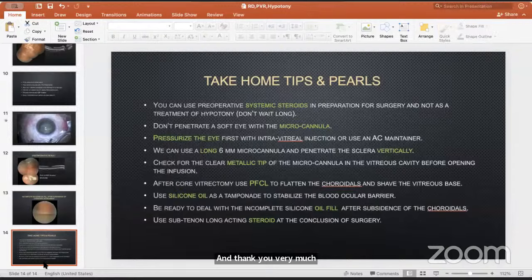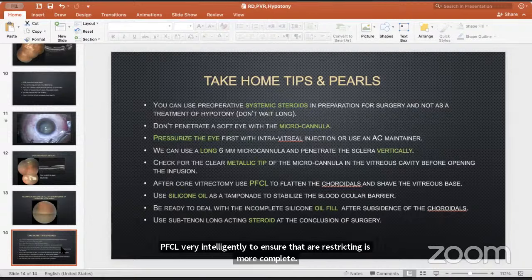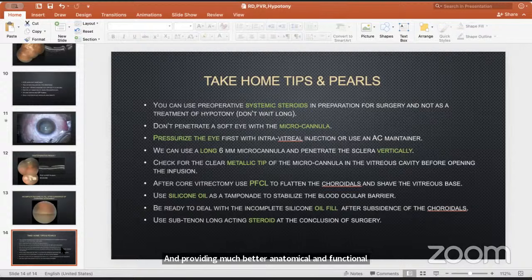Thank you, Dr. Sharif, for this wonderful presentation and touching on all those difficult retinal detachment scenarios which we face, and also the realistic challenges we face as VR surgeons in securing the infusion, separating the vitreous, especially in the younger age group, and using PFCL very intelligently to ensure that our vitrectomy is more complete and providing much better anatomical and functional results.